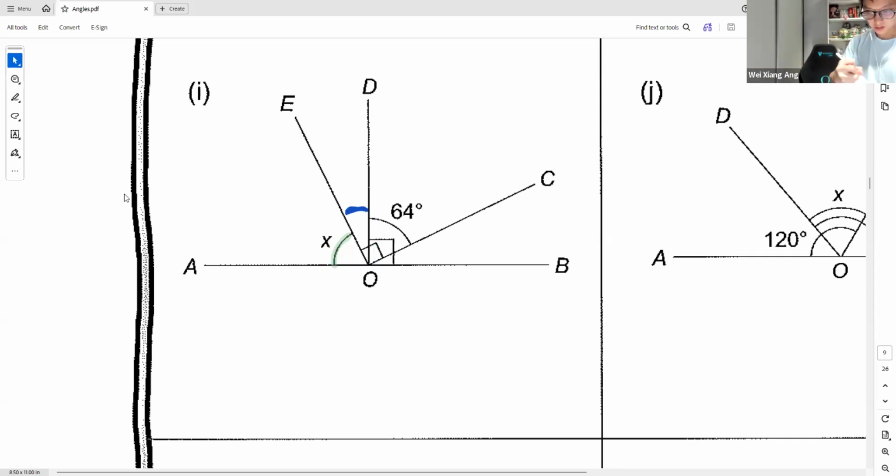I can look at this. Notice these two red color lines are perpendicular, so they form 90 degrees. That means this angle, 64, plus the blue color angle is 90 degrees. So here I can find the blue color angle already. So angle EOD, you have to learn how to label your angles, is 90 minus 64, and that is 26.